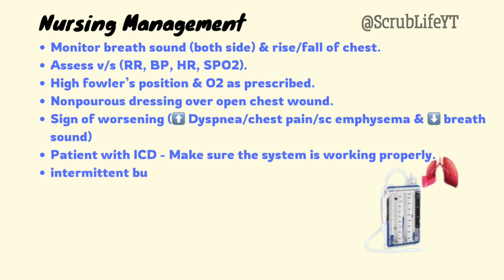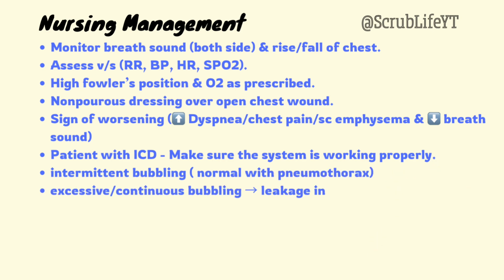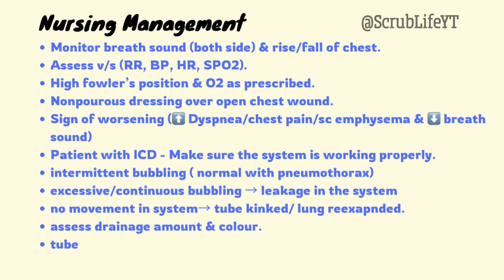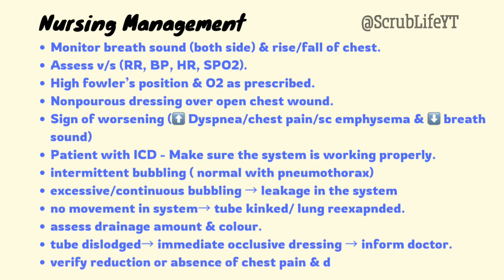In a patient with a chest tube drainage system, make sure it's working properly. It may have intermittent bubbling. Excessive or continuous bubbling indicates a leak in the system, and no movement in the system indicates a kinked tube or the re-expansion of the lungs. Assess drainage amount and color. If the chest tube is dislodged accidentally, immediately apply a sterile occlusive dressing over the site and notify the doctor. Verify reduction or absence of chest pain and dyspnea.